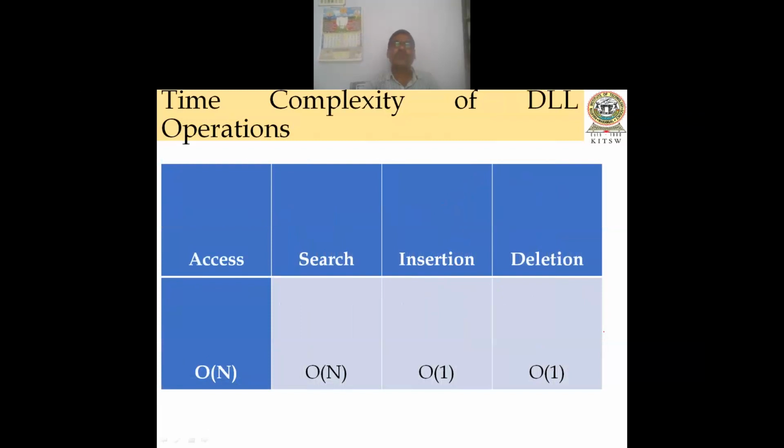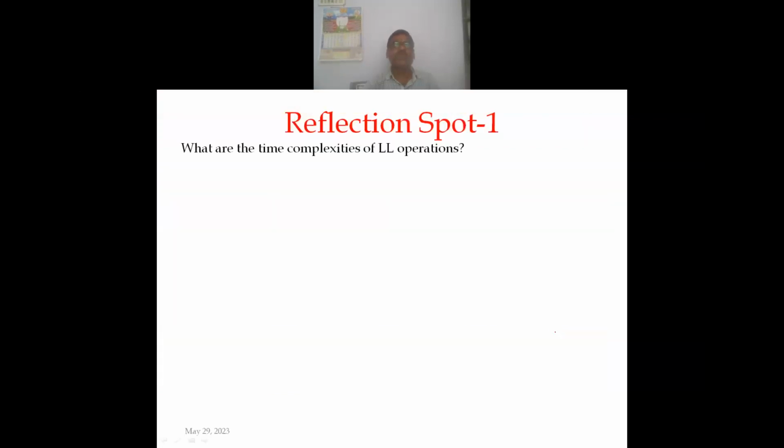This is the time complexity of double linked list operations. If you want to access all the elements one after another in a double linked list, it takes order of n. If you want to search for an element, it is order of n. Insertion is order of 1, and deletion is also order of 1.